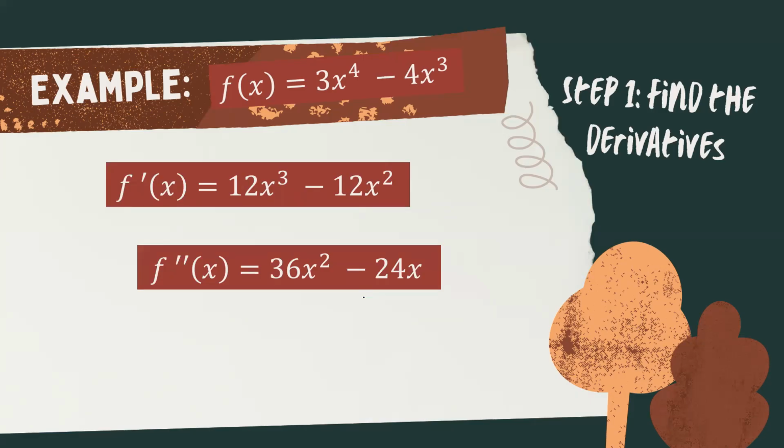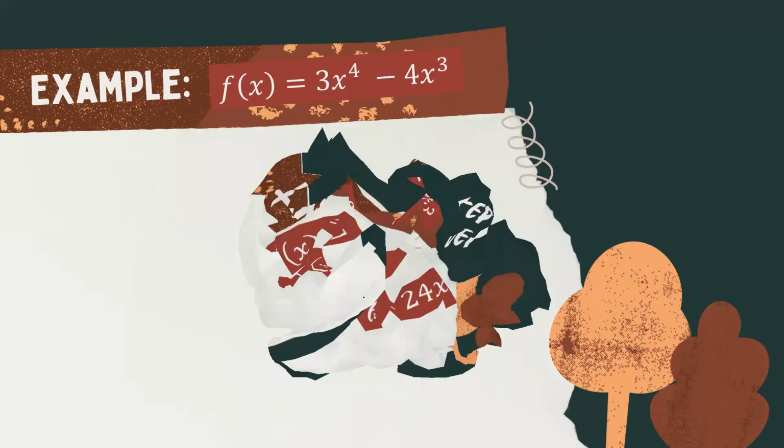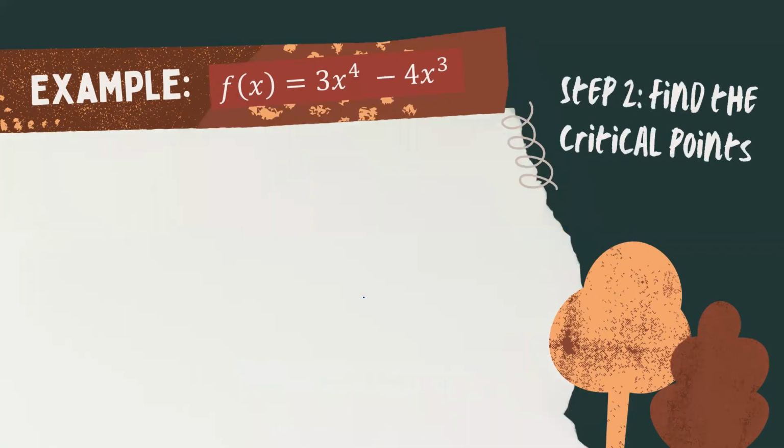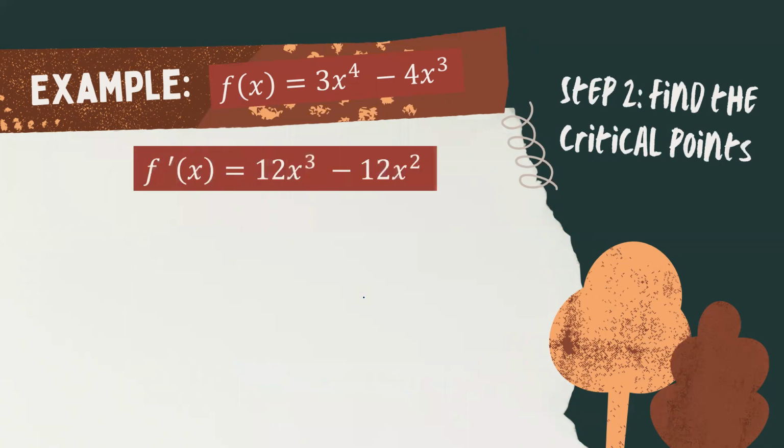Kuhanin yung mga derivatives. For our step 2 is to find the critical points. So, ayun yung ating f prime of x. Ang critical point natin, yung 0 niya. So, we will equate this to 0. So, we'll be solving for the 0 of the first derivative. So paano nga tayo nagsasolve ng 0? We do some factoring. So we have common factor of this is 12x squared, and then x minus 1. Sorry, that should be 12x squared and then x minus 1.